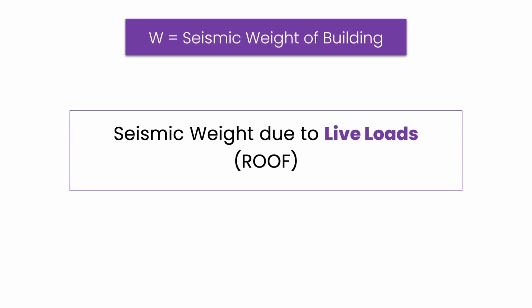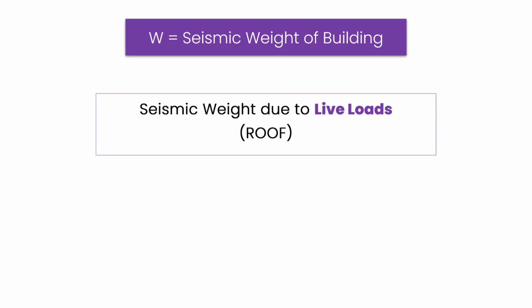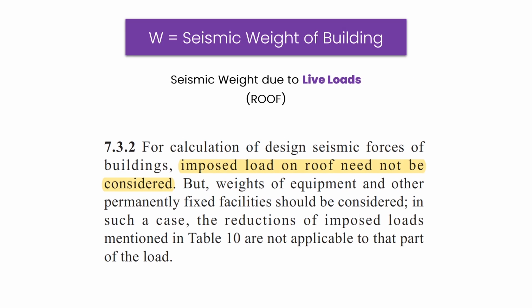When we're trying to find the live loads on the roof, however, IS 1893 very strictly states that the imposed load on roof need not be considered.